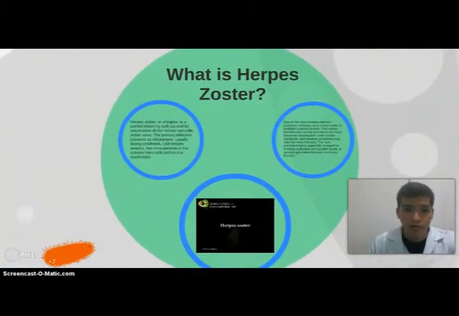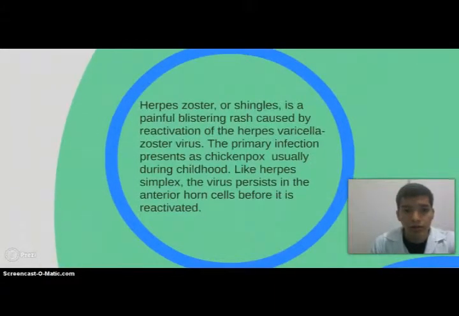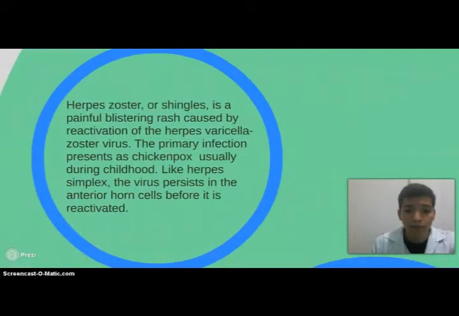What is herpes zoster? Herpes zoster, or shingles, is a painful blistering rash caused by reactivation of the varicella zoster virus. The primary infection presents as chickenpox, usually during childhood. Like herpes simplex, the virus persists in the nerve cells before it is reactivated.